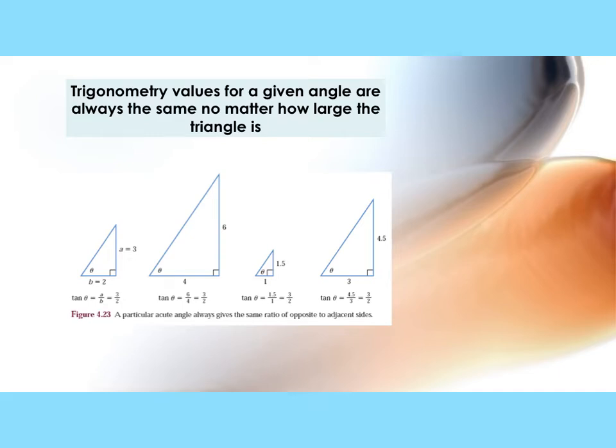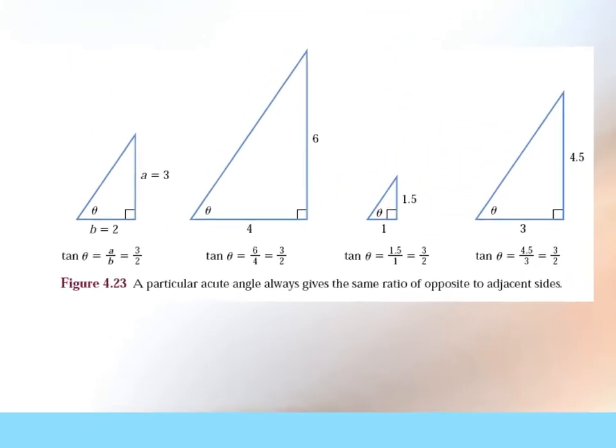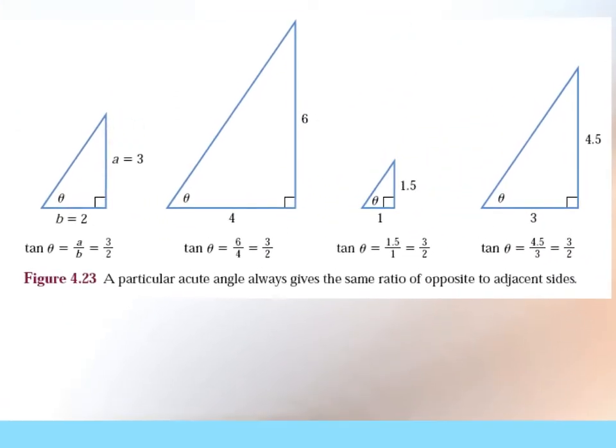All right, so trig values for a given angle are always the same no matter how large the triangle is. No matter what the side length is, if my angles are the same, these are similar triangles, if you remember from geometry, and the side lengths grow in proportion. So if this angle stays the same and it's a right triangle, that third angle also stays the same. Then the side lengths always grow in proportion, which means I could have a teeny tiny 30, 60, 90 triangle or a huge 30, 60, 90 triangle, and the ratio of the sides is going to stay the same. I could have a teeny tiny 45, 45, 90 triangle or a huge one, and the ratio of the sides is still going to stay the same.